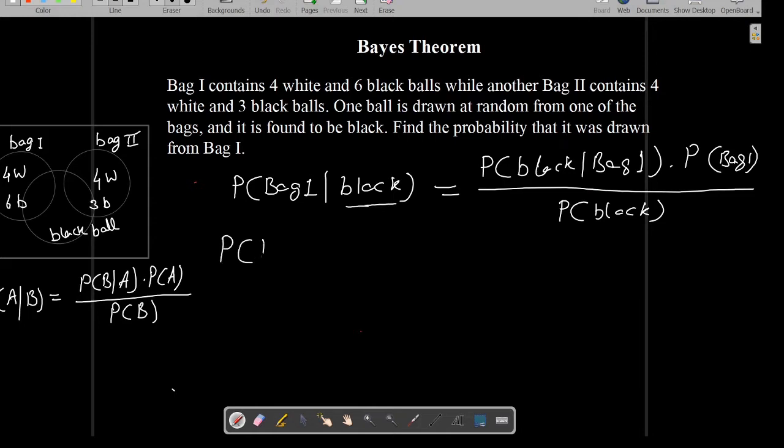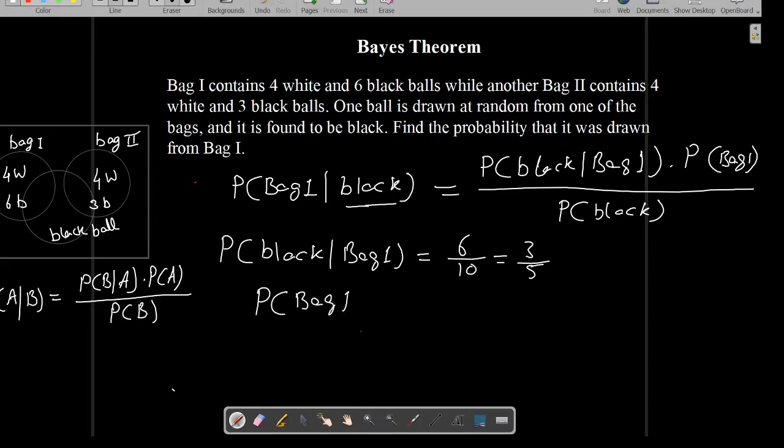Probability of black ball from the bag 1 equals 6 over 10. Since there are 6 black balls and there are 10 balls in total, so the probability of getting black ball from the bag 1 is equal to 6 over 10, that is 3 over 5. And the probability of selection of bag 1 is 1 by 2. Since we have 2 bags and out of these 2 bags we have to select bag 1. So now we have to compute this quantity, probability of black ball.